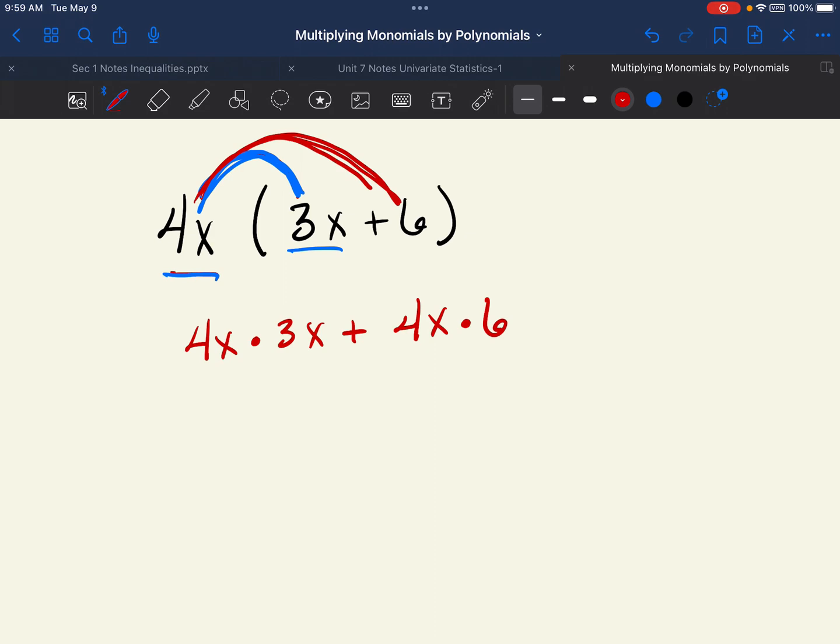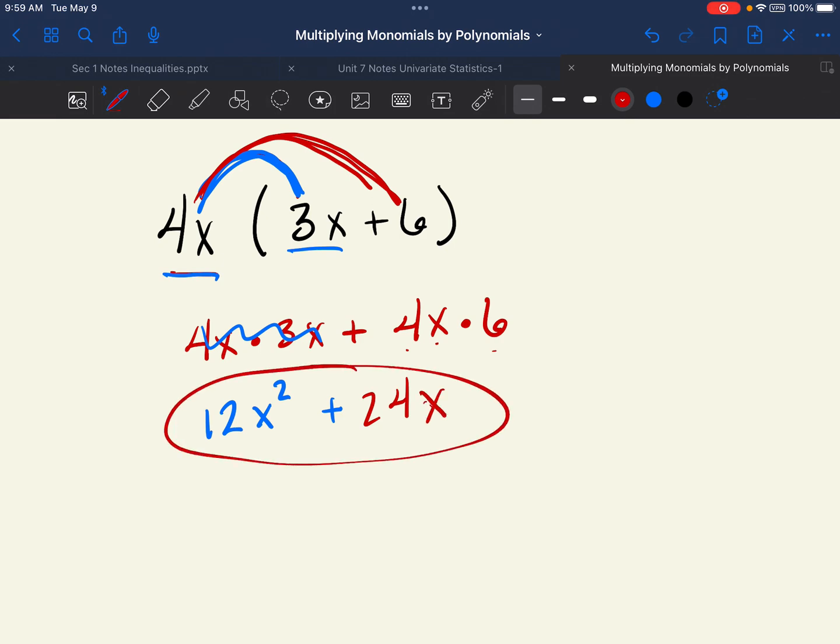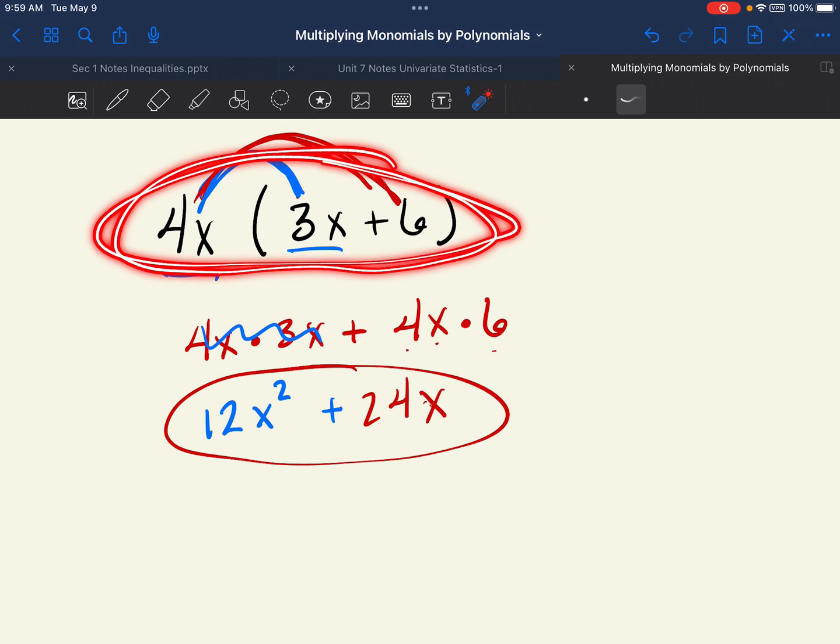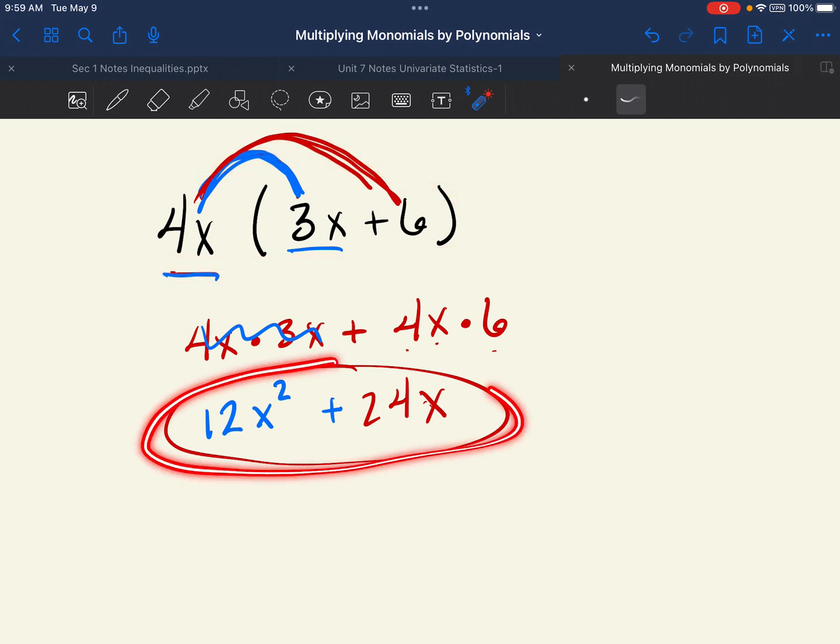At the end of this, I should have 4 times 3, which I know is 12. X times x I know is x squared. So that takes care of this part. Plus 4 times 6, I know that's 24. X times nothing, well, that's just an x. Fantastic. So what I've done here is I started, let me get the laser pointer, here we go, I started with something that looks like this, and I ended with something that looks like this.